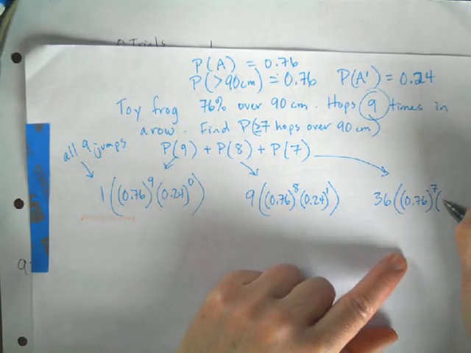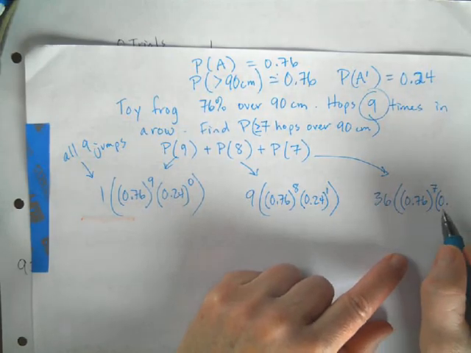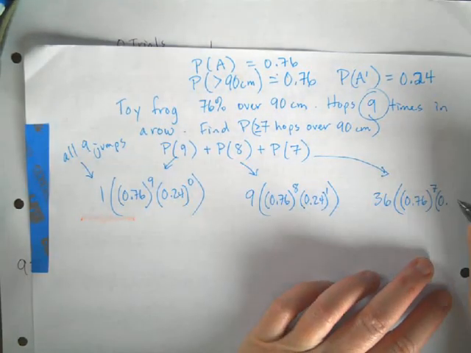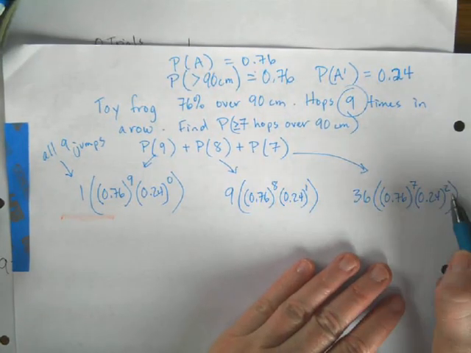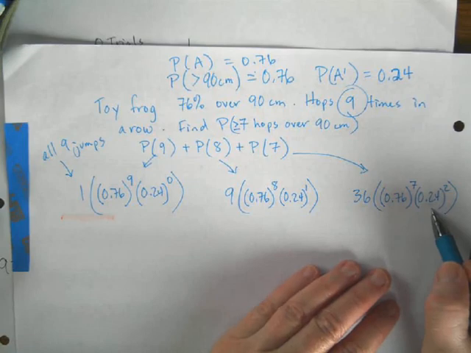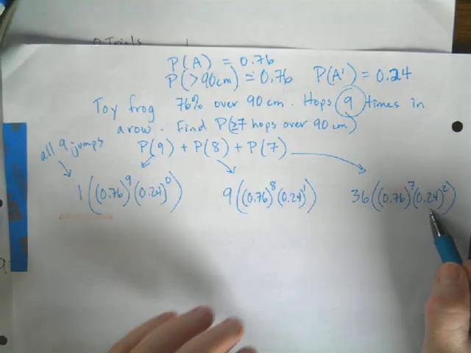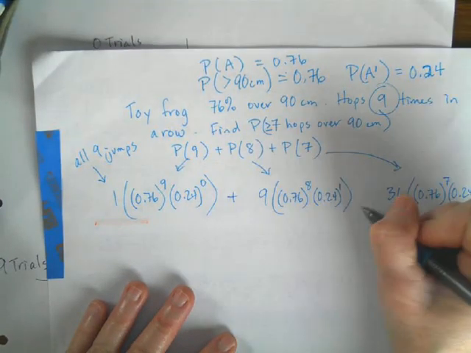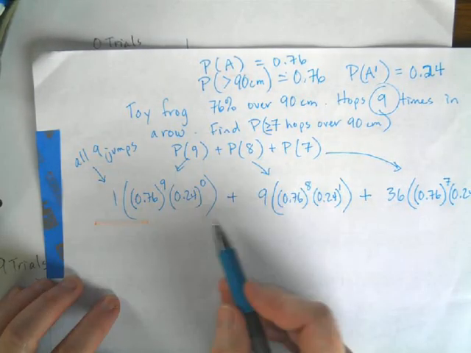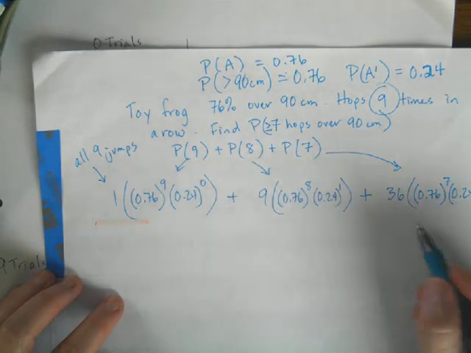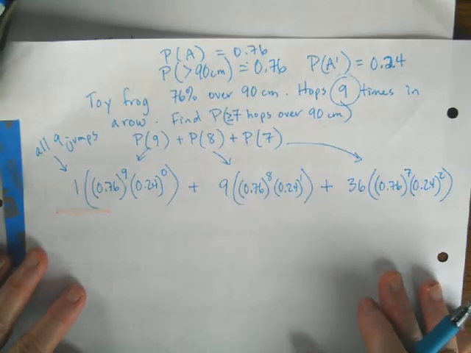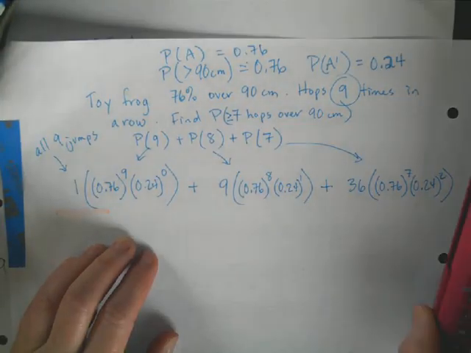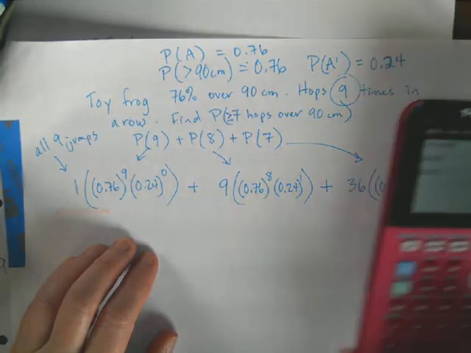Which means how many jumps are going to be less than that, which are going to be not A, 0.24. There's going to be two jumps. Okay, seven jumps that are over 90 centimeters and two jumps that are not over 90 centimeters. My A and my not A. And then I'm just going to add those together. So I can multiply this out, that out, and that out, or I can just put the whole darn thing into my calculator. Might be safer to do one at a time so that you don't make any notation errors.